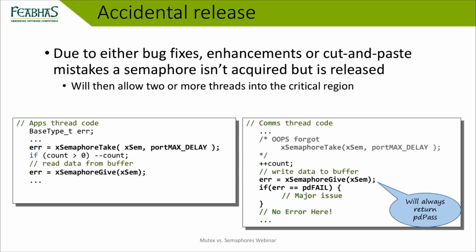On the right, we've got the comms thread, and through some mistake, it could be a cut and paste error, it could be a commenting error, and this does happen. I've seen this happen firsthand, where there's a give in the code without a take. Now, depending on our type of semaphore, this will lead to different types of errors. The problem with a give is that for a counting semaphore, the give will always succeed. We'll never have an error state, because all a give is really doing internally is incrementing a count.